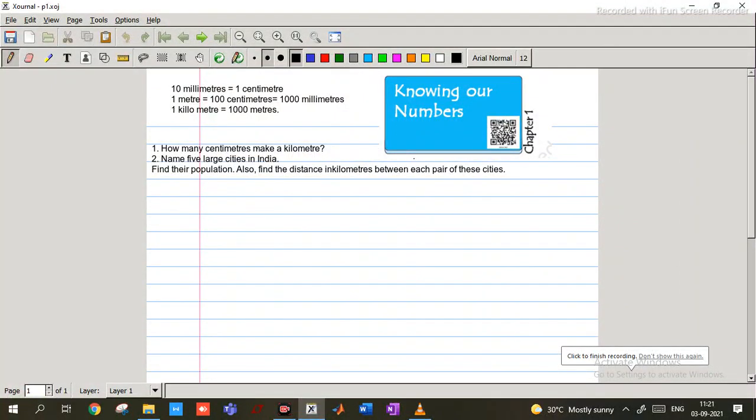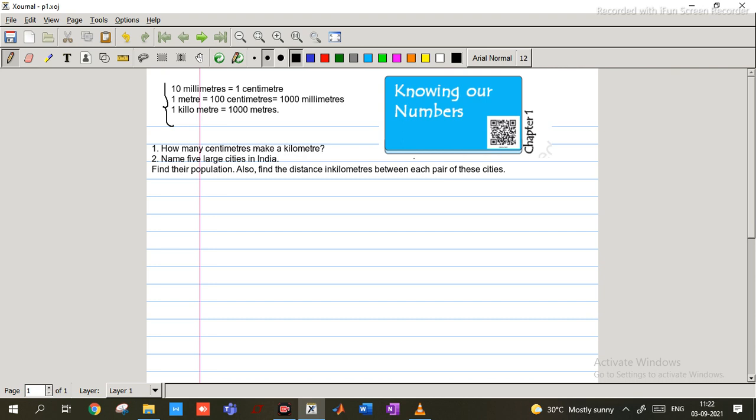I am Aarti Saini, MTech from IIT Kharagpur, and today we'll be taking the second exercise of chapter 1. As in the last class, we have done the first exercise of knowing our numbers. In the last exercise, we studied arranging numbers in ascending order, descending order, making numbers, changing the digits. So that's all we studied in our last exercise.